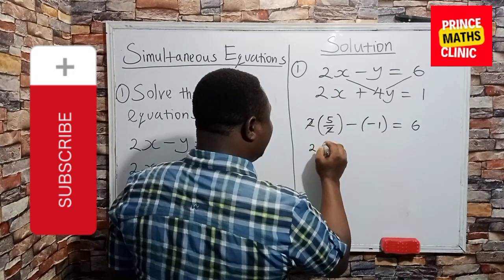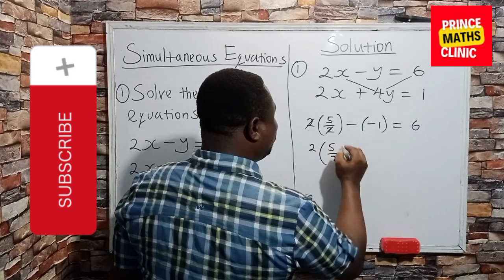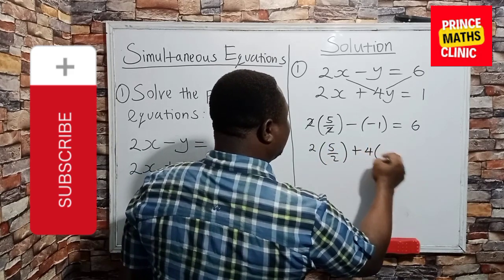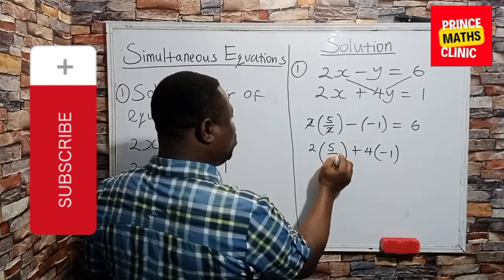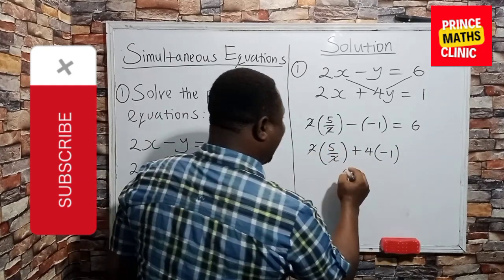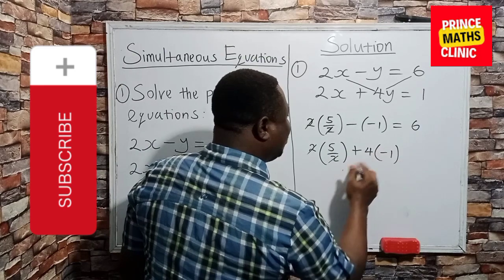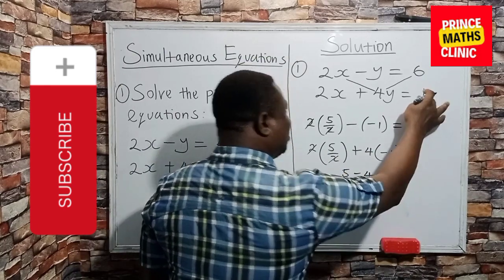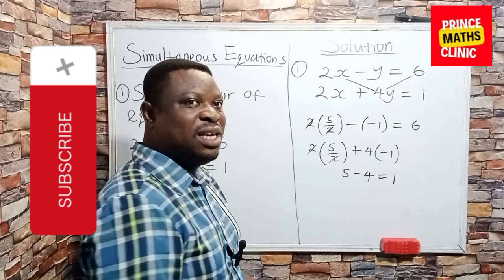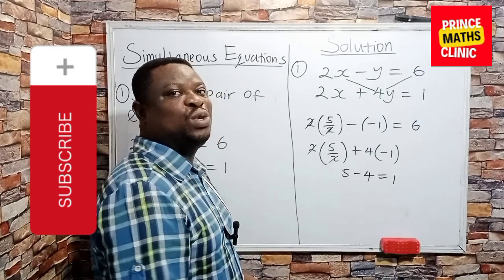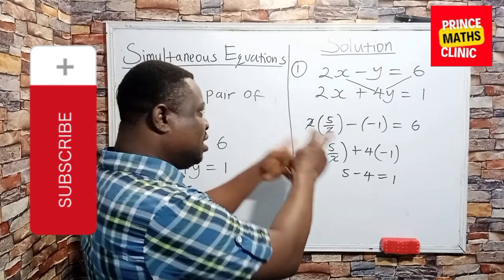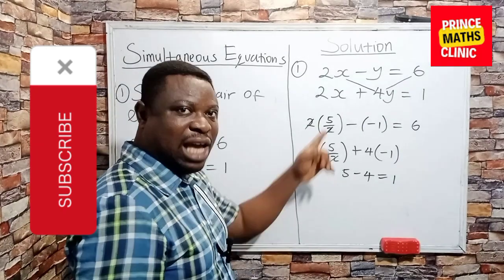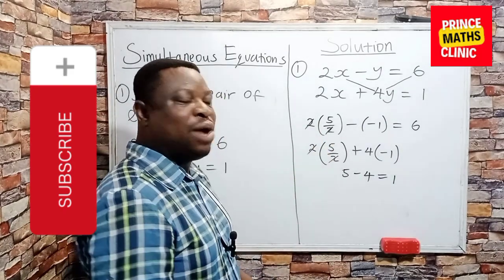Second one, 2 again into 5 over 2 plus 4 times minus 1. So we cancel 2. So here I have 5. Then 4 times minus 1 is minus 4. 5 minus 4 gives us 1. So it's correct. Let's look at another equation to buttress the same point I emphasized in this particular question.